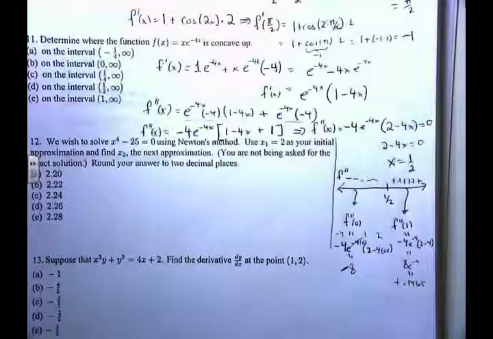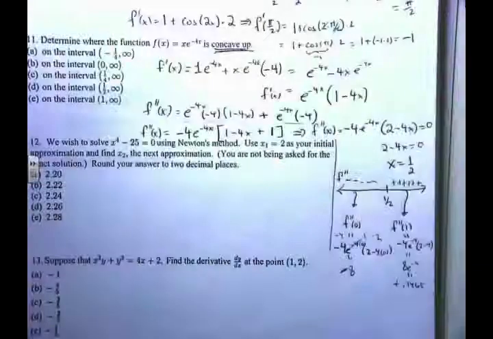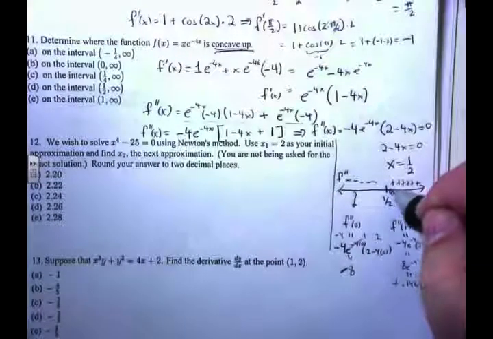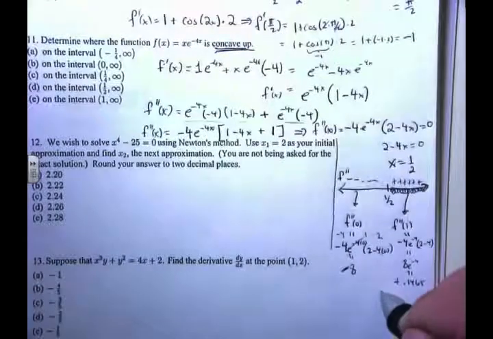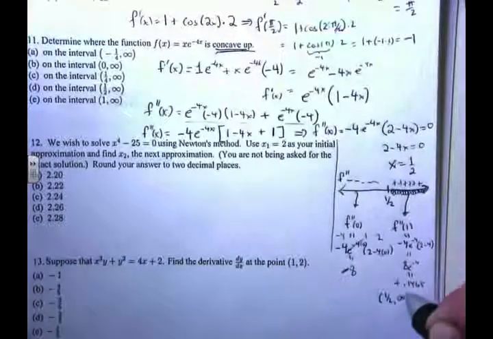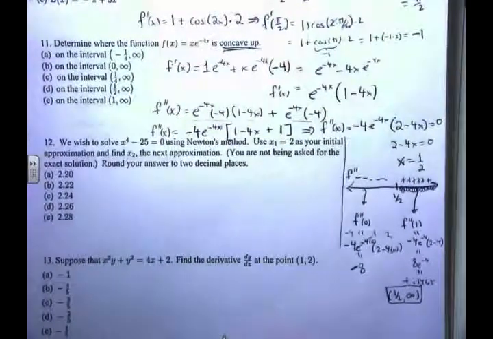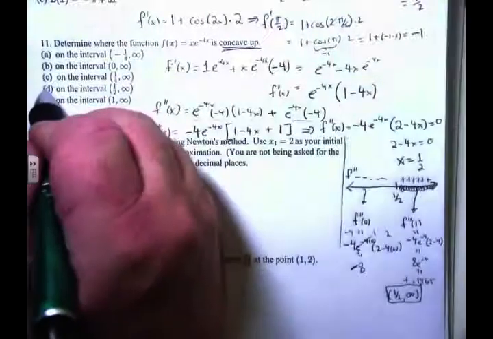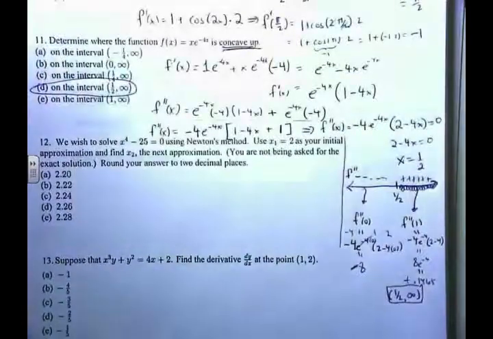What was the question on this problem? What is the intervals of what? Concave up. What does concave up mean to you guys? You have to have a positive second derivative. So it's positive, so the answer is between 1/2 and infinity. Which one is that? 1/2 to infinity? Answer's D again. Does that make sense?